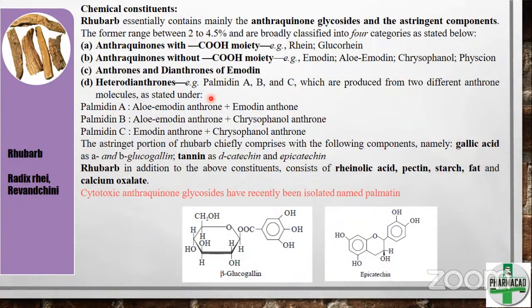As I said ideally in the start, if one structure is of rhein and the other structure is of emodin, or aloe-emodin and emodin, then that will give rise to a heterodianthrone. If both are rhein, it is a homodianthrone. But when you have two different structures, up and down, that is nothing but a heterodianthrone. Rhubarb, in addition to the above constituents, will also consist of rheotannic acid, pectin, starch, fat, and calcium oxalate. Now, there are cytotoxic anthraquinone glycosides which have been recently isolated, named as palmidin. Okay.